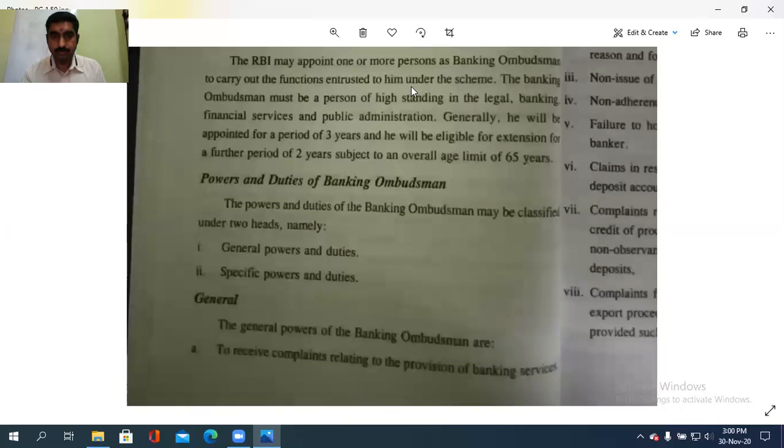Then how is this person to be appointed? RBI may appoint one or more persons as banking ombudsman to carry out the functions entrusted to him under such a scheme. The banking ombudsman must be a person of high standing in the legal, banking, financial services, and public administration fields. Generally, he will be appointed for a period of 3 years and will be eligible for an extension of a further period of 2 years, subject to an overall age limit of 65.